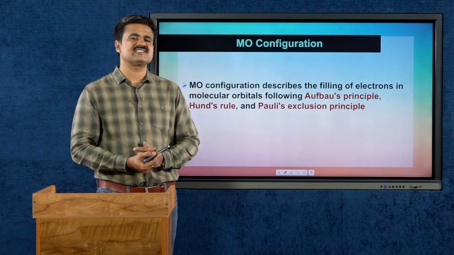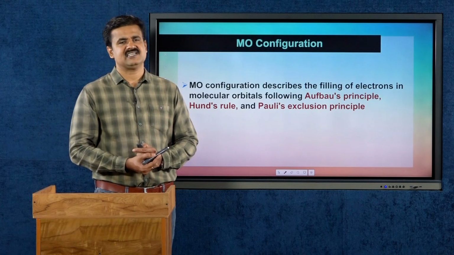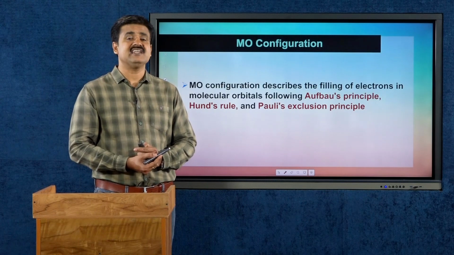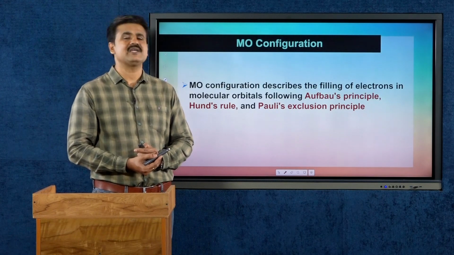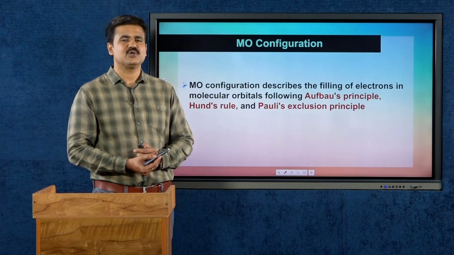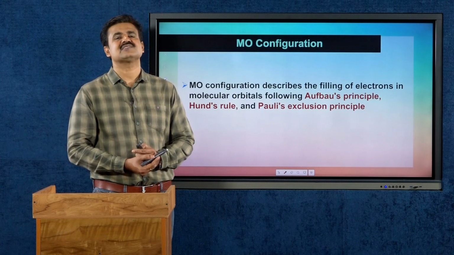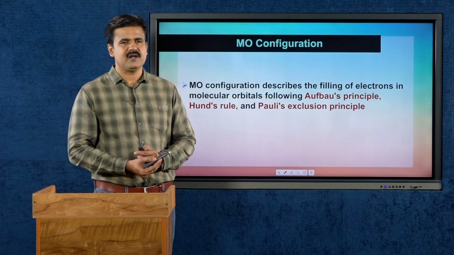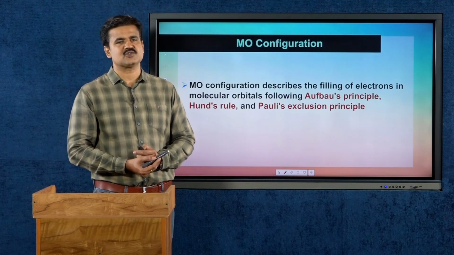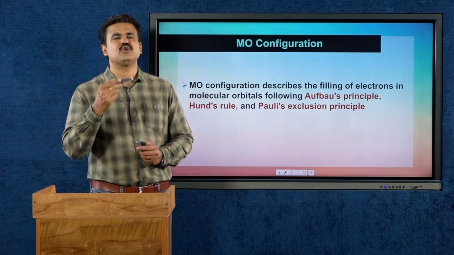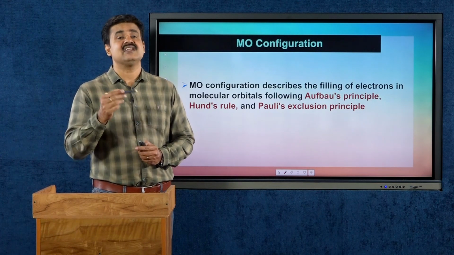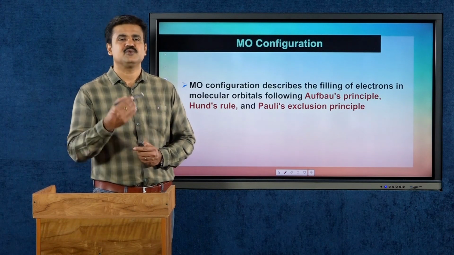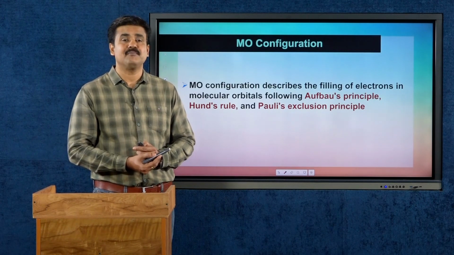Pauli's exclusion principle states that the maximum number of electrons that can be accommodated in any orbital, either atomic or molecular orbital, is equal to 2, and these 2 electrons must have opposite spin. So, based on the Aufbau principle, Hund's rule and Pauli's exclusion principle, it is possible to fill electrons in various molecular orbitals of a molecule to get the corresponding MO configuration.